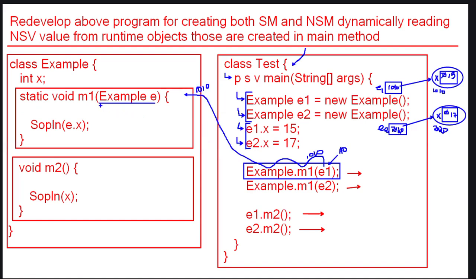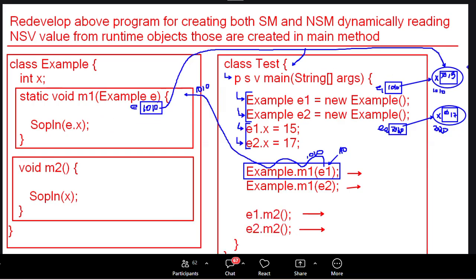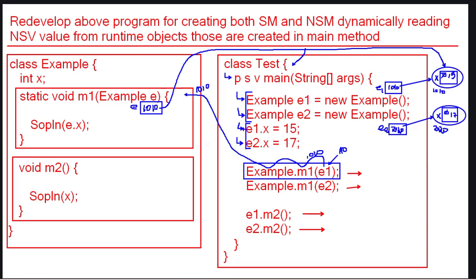I am asking a question. Always, first, which statement is executed? Already underlined, no? What is this example called? Parameter. Always the first parameter is executed. Parameter variable memory is created with reference what? 1010. Of course, this E1 variable 1010 is pointing to this object. From the M1 method, parameter E is pointing to the E1 object 1010.